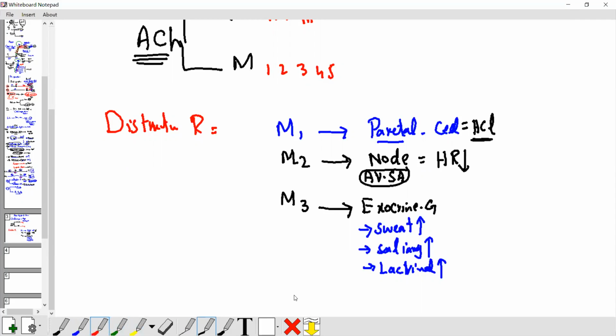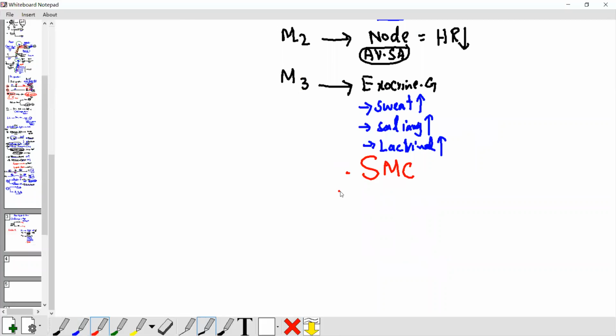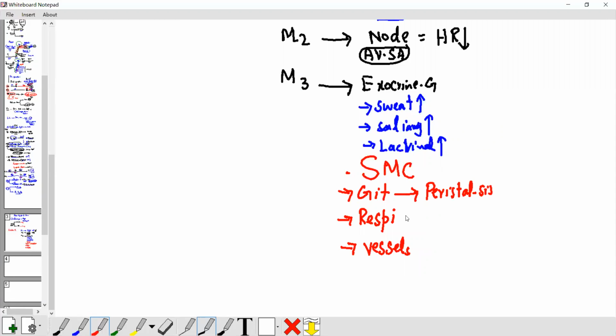M3 receptor is also present on smooth muscle. Where? Smooth muscle is present in the GIT and in the respiratory tract. Smooth muscle is present in hollow organs, tube-like structures, as we do in histology, in vessels. In the GIT, smooth muscle does peristalsis. In the respiratory tract, if the smooth muscle relaxes or contracts, it can lead to bronchodilation or bronchoconstriction. In the vessels, vasodilation.